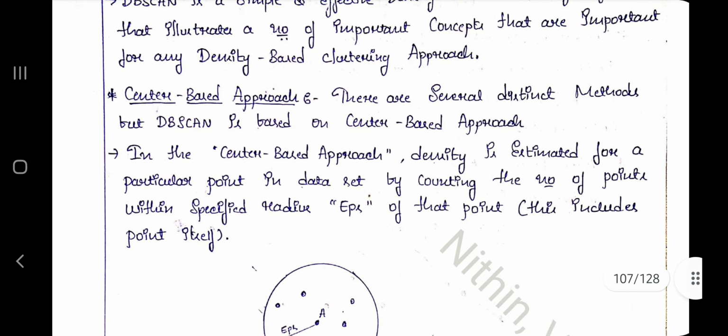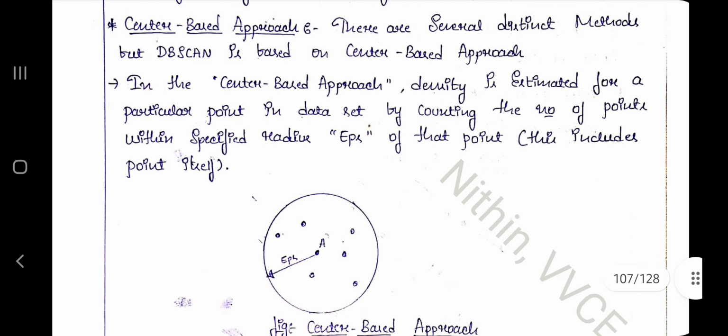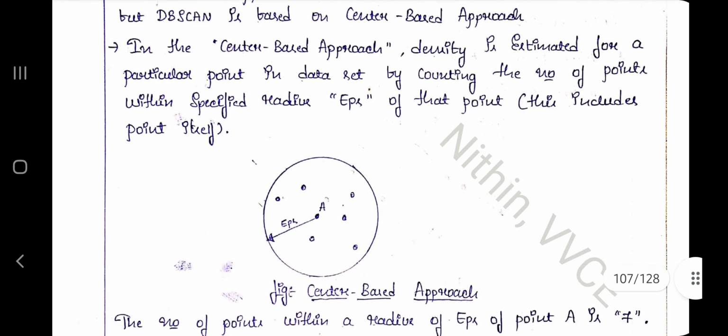And here you will be using center based approach. These are the subtopics, because subtopics also have marks like 1 or 2 marks. So make sure you mention this point, that it is center based approach. Center based approach means what? This is a circle you will make. You will choose a radius value and you will choose a center point. Inside this circle, how many points should be there? Based on that, the density will be decided.